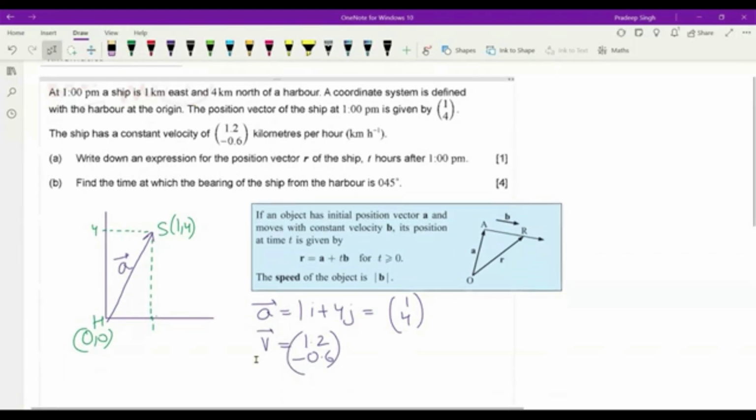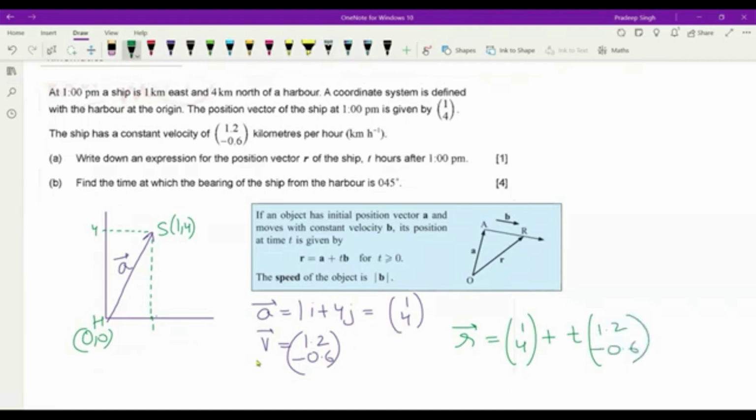Hence, putting both the values, we will write down the vector r as (1, 4), which is the initial position vector, plus t times the velocity vector, which is (1.2, -0.6). And that's the answer for part A. Moving to part B. Find the time at which the bearing of the ship from the harbor is 45 degrees.